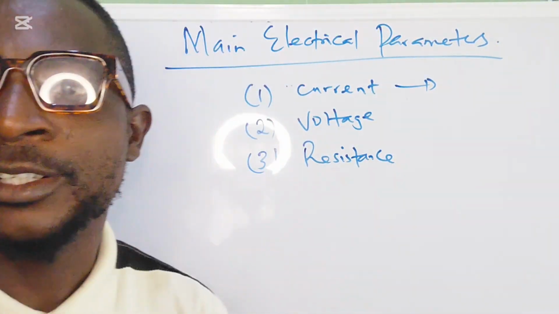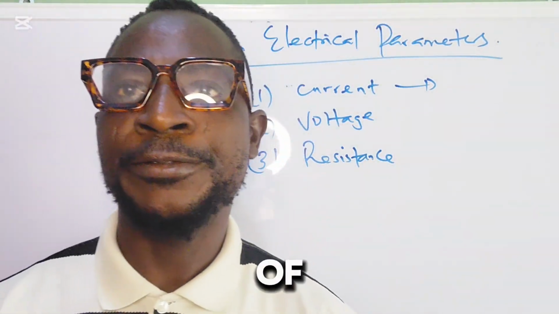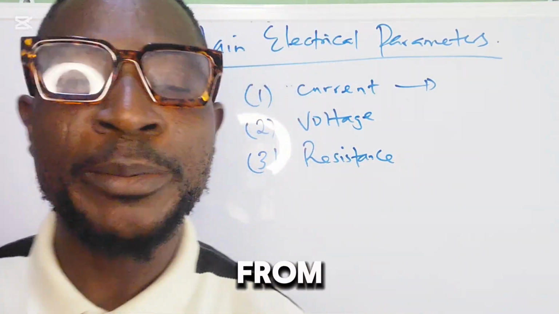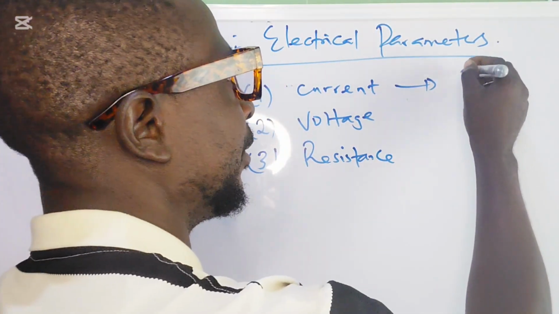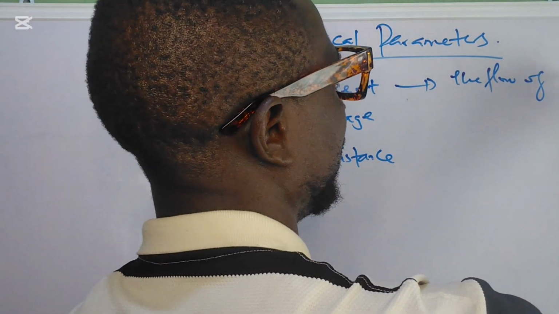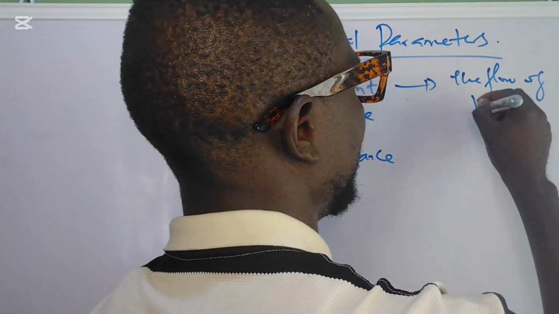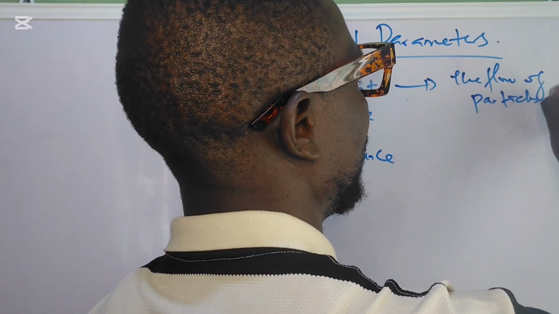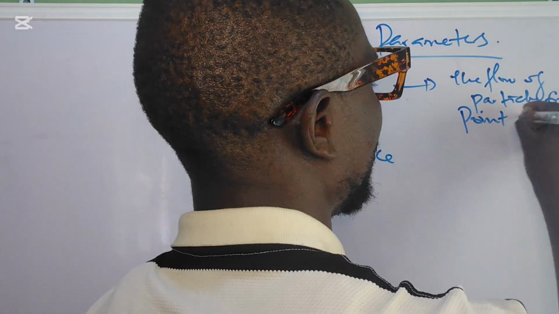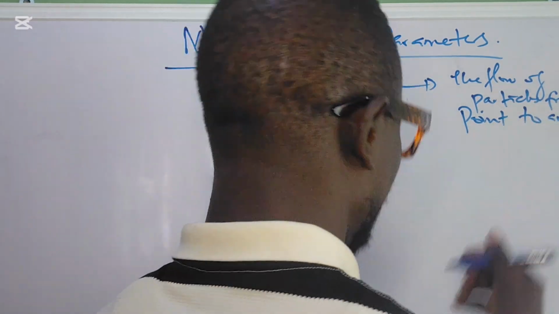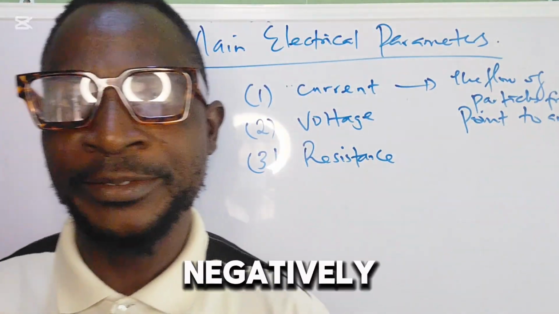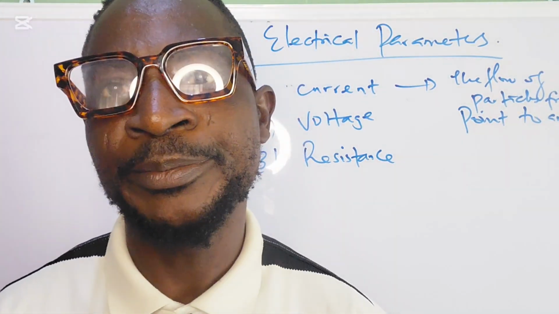What is current? Current is the flow of electric charge or the flow of charged particles from one point to another. So these particles can be positively or negatively charged, so it depends on the medium.